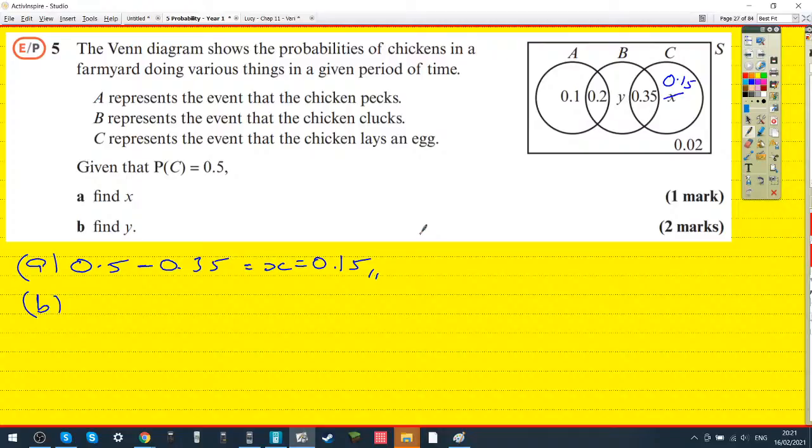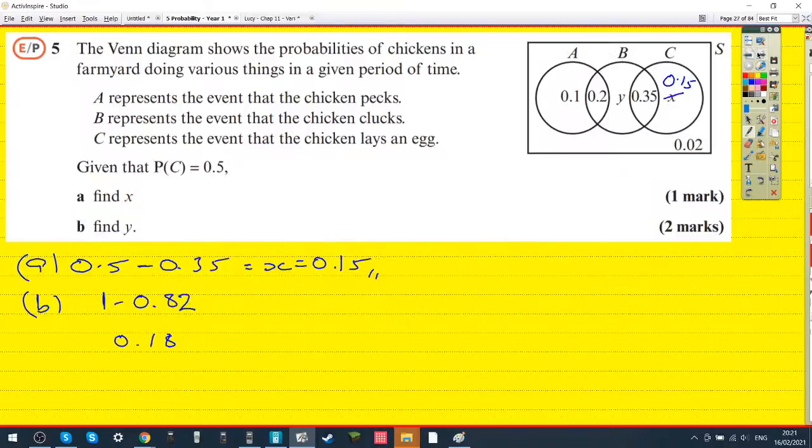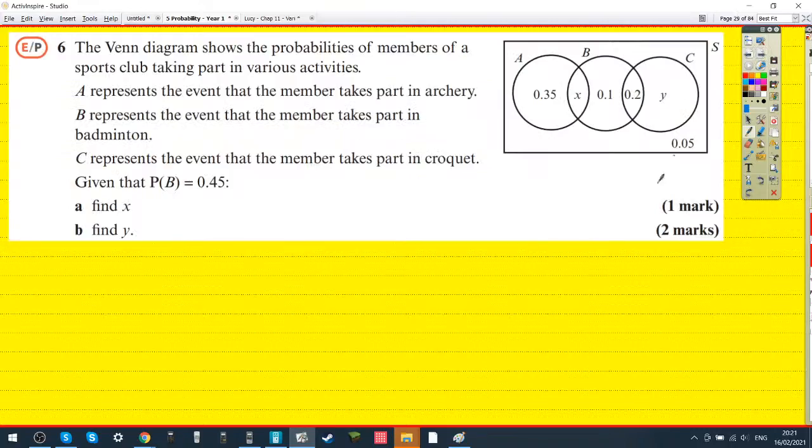So it'd be 0.82 minus from 1. Right, which is 0.18. Hope so. Yay, there we go. Great. So you just sub it in. You'll be fine.